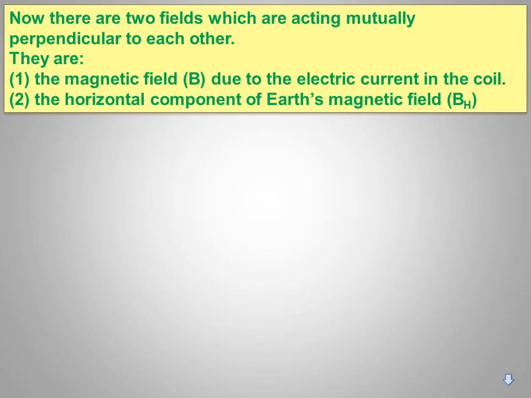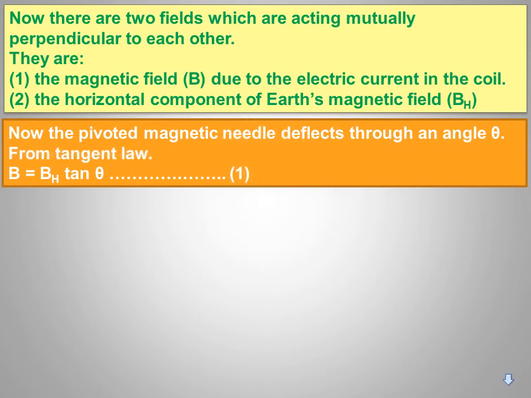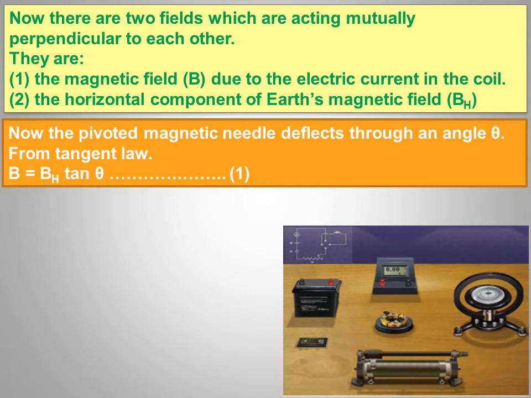Now there are two fields which are acting mutually perpendicular to each other. They are the magnetic field B due to the electric current in the coil, and second, the horizontal component of Earth's magnetic field BH. Because of these crossed fields, the pivoted magnetic needle deflects through an angle theta. From the tangent law, B is equal to BH into tan theta, which is termed as equation number 1.